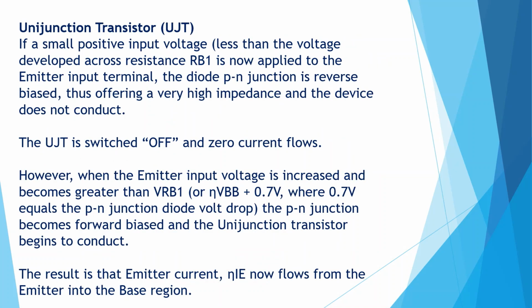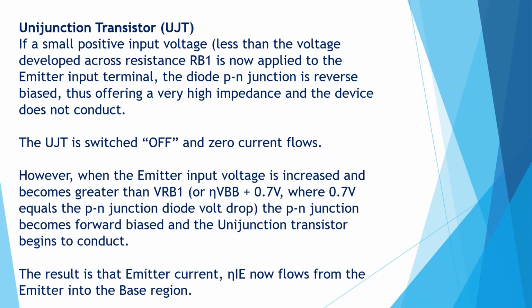So what we have learnt in the previous section is that a small positive input voltage, less than the voltage drop across RB1, is applied to the emitter input terminal. The PN junction diode, of course, will be in reverse bias condition, thus offering a very high impedance, and therefore the device does not conduct. So we say the UJT is switched off and zero current flows in the UJT.